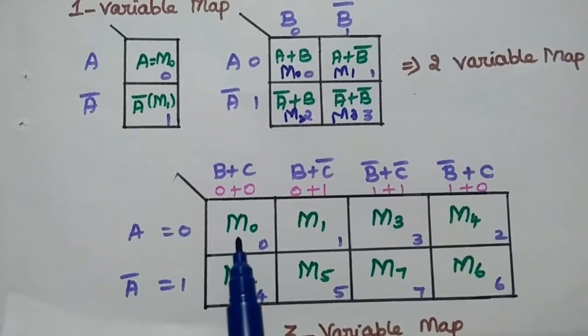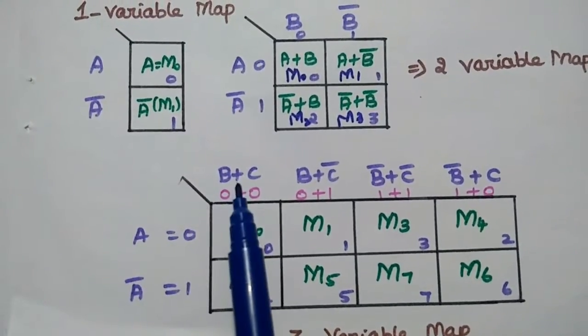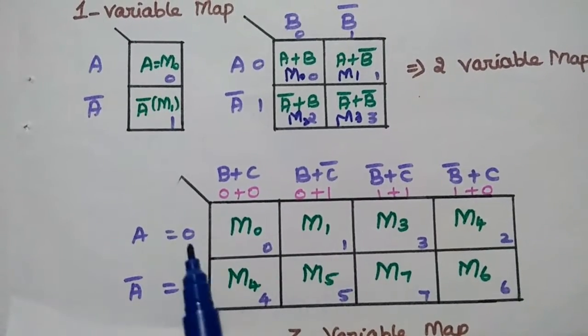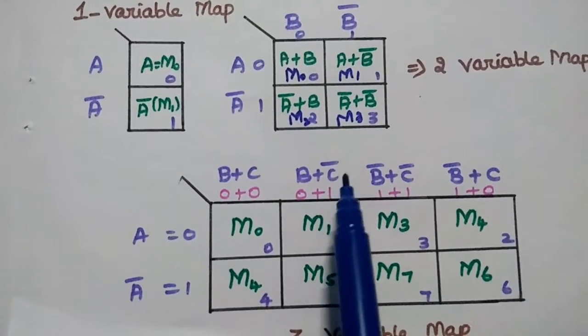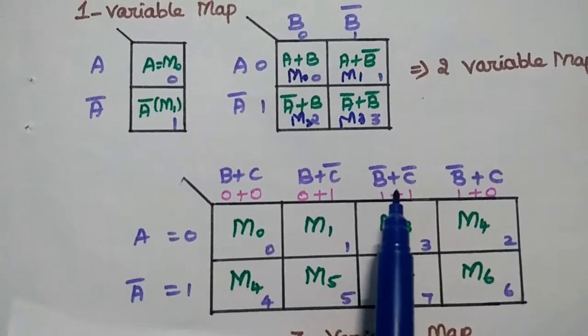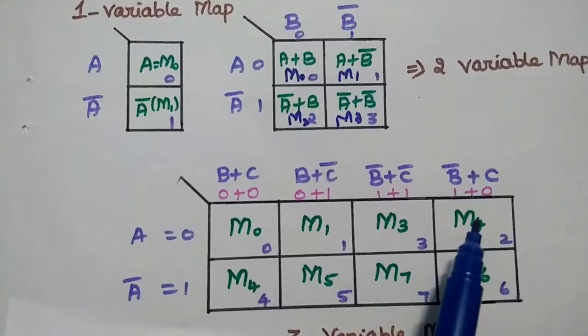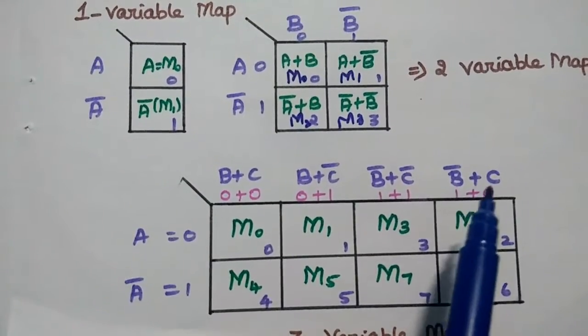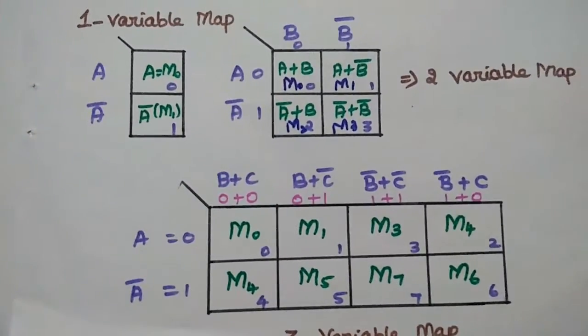So here M0 is nothing but A plus B plus C. M1 means what? A plus B plus C bar. M3 means A plus B bar plus C bar. M4 means A bar plus B plus C, like that.